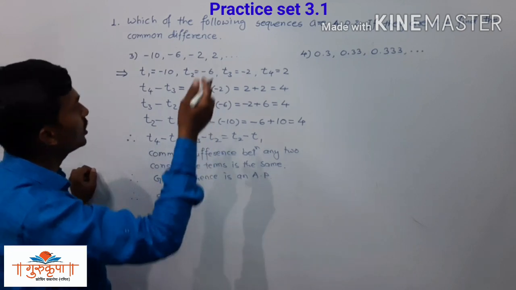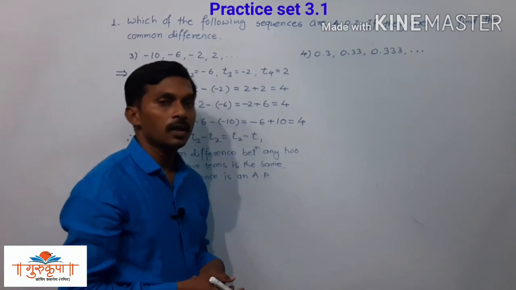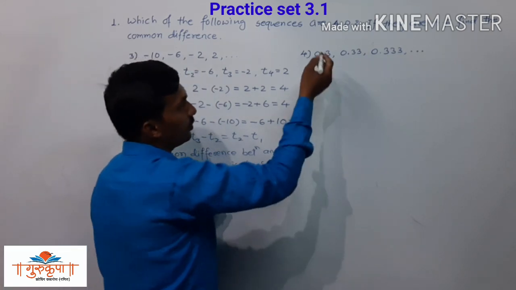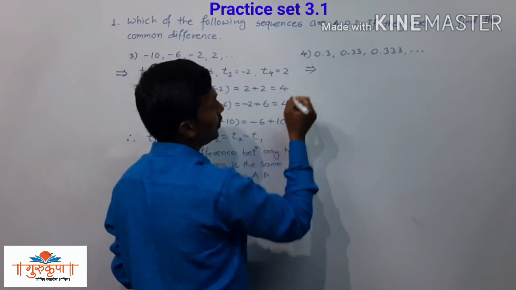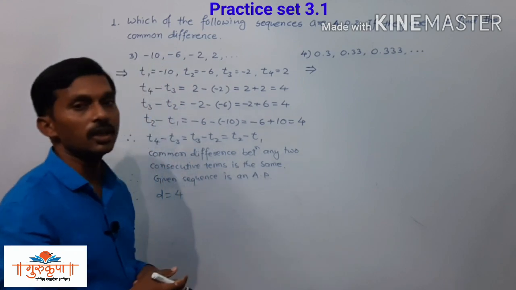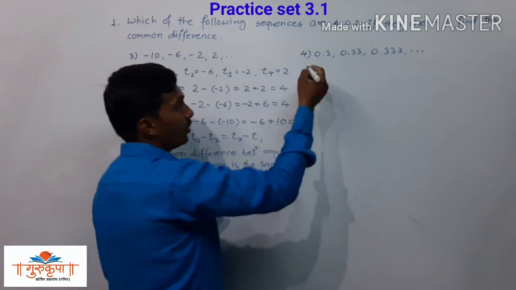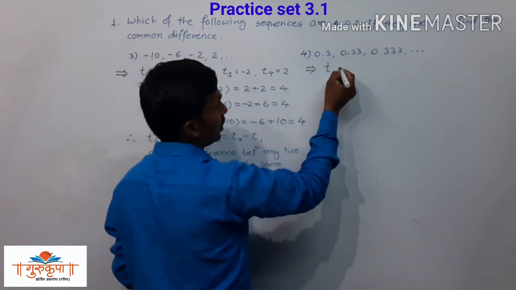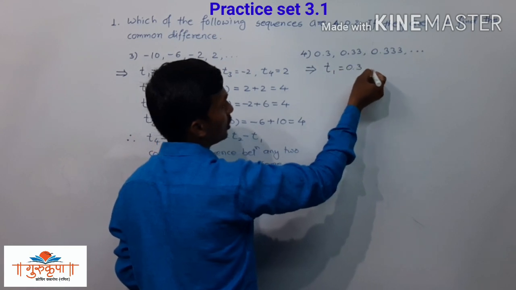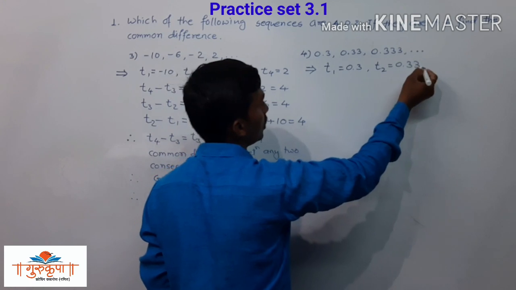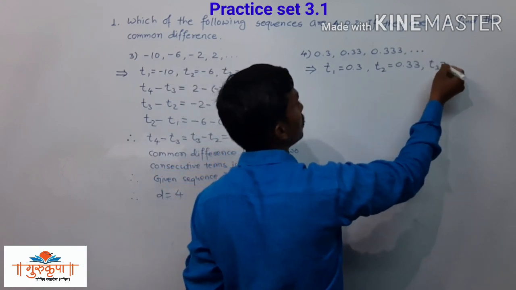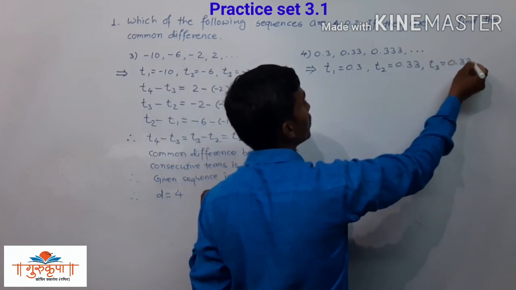So we have the next example, that is example number 4. Again we have given the sequence and we have to determine whether it is an AP or it is not an AP. See, we have given the 3 terms. T1 is equal to 0.3, T2 is equal to 0.33 and T3 is equal to 0.333.